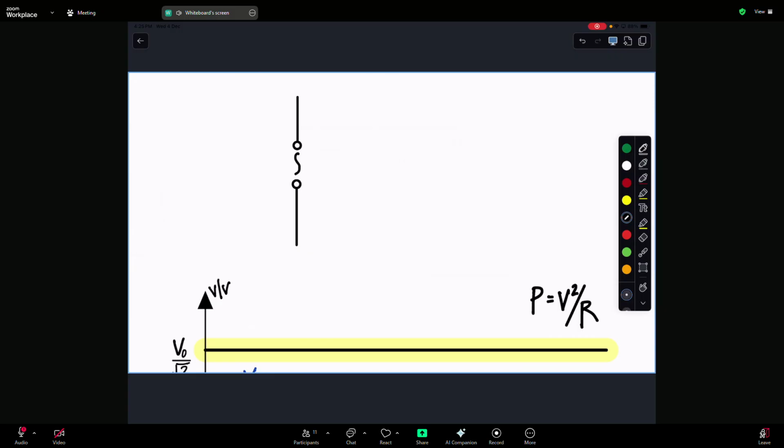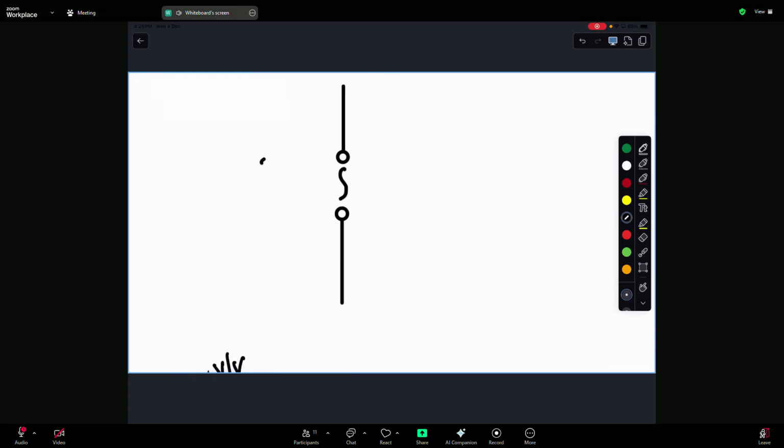Yeah, 220, 240 to fluctuate. Okay, so 240 volts and 50 hertz. That's the voltage in your house.